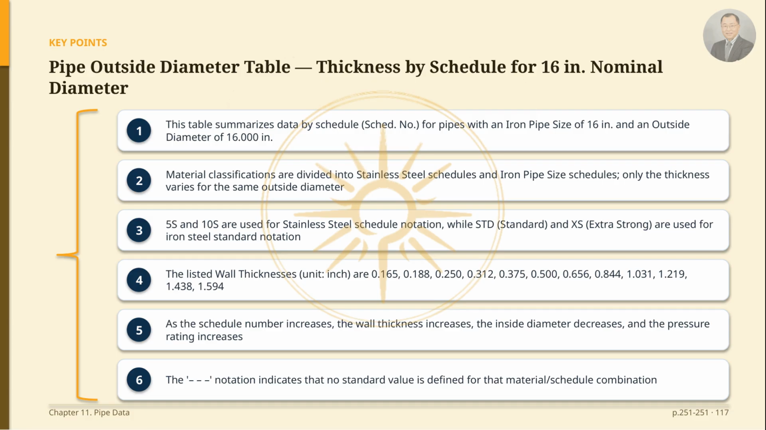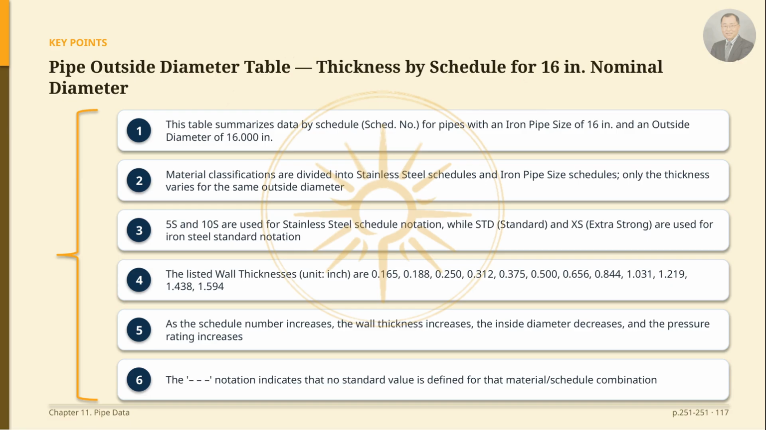This slide is a reference table summarizing the wall thickness data by schedule for a 16 inch nominal diameter pipe. While the outside diameter is constant at 16.000 inches, it shows the principle that thickness varies depending on the material and schedule number. For example, depending on the selected schedule, such as 5S for stainless steel or STD for iron steel, the thickness is defined variously from 0.165 to 1.594 inches. As the schedule number increases, the wall thickness becomes thicker, the inside diameter narrows, and the pressure rating increases. So please select and utilize the appropriate schedule for your design conditions.